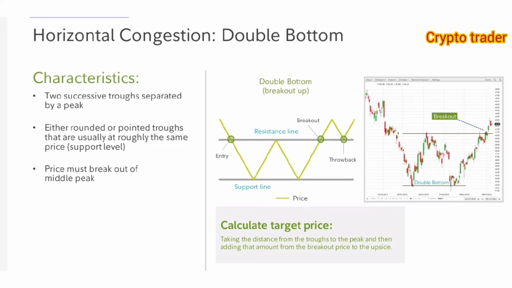Horizontal congestion, double bottoms. Its characteristics: two successive troughs separated by a peak, either rounded or pointed troughs that are usually at roughly the same price. Support level: price must break out of the middle peak. See the example of a double bottom breakout up pattern and how to calculate the target price for the support line and resistance line.